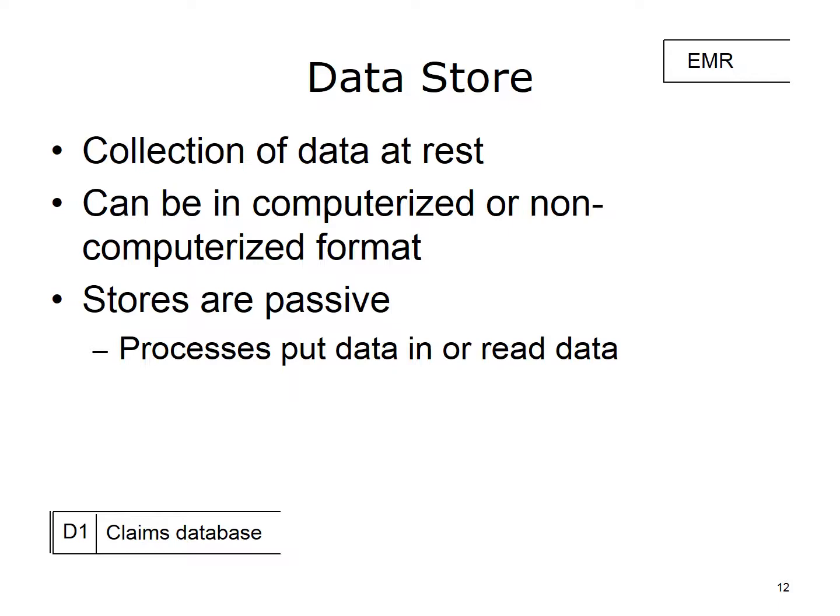The data store is used to model a collection of data at rest. Data stores can be in computerized or non-computerized form, such as paper charts, microfiche, index cards, etc. Stores are passive. Processes put data in or read data. Like processes, data stores can be given an identifying number. For example, D1, D2, etc., where D denotes a data store, and the number serves as a unique identifier. Like entities, data stores can be drawn more than once on a diagram to avoid crisscross lines. In this case, a vertical line is added to the closed end of the data store shape.